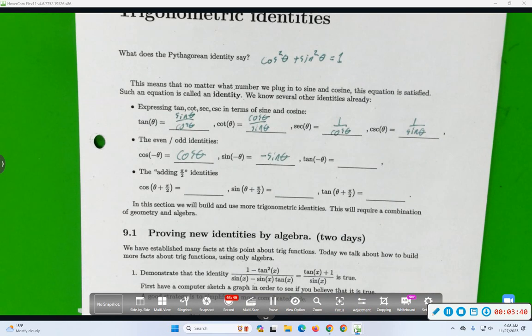Tangent of negative theta. Let's think in terms of slope. So I'll start at a slope at an angle of 0 and rotate up and rotate down. How do the slopes compare? Do they have the exact same slope? Ish, but one of them is going down. So one of them is negative the other. So it's tangent negative theta. Negative tangent theta. Tangent is also odd.